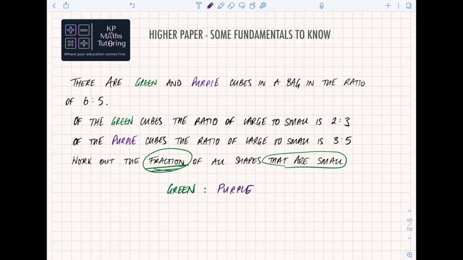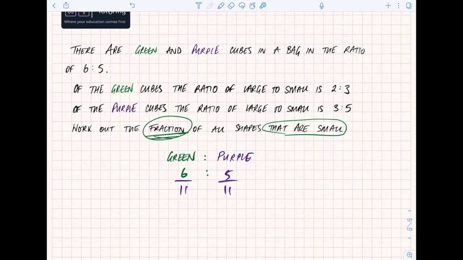So if we look at this, there are green and purple cubes in a bag in the ratio of 6 to 5. So that's 6 and the purple is 5. The first thing I'm going to do then before reading the rest of this question is turn that into a fraction. So green is 6 parts, but out of the total, which means 6 plus 5 is 11, and purple is 5 out of 11. Okay, so I'm saying that in this bag, 6 out of 11 parts are green, 5 out of 11 parts are purple.